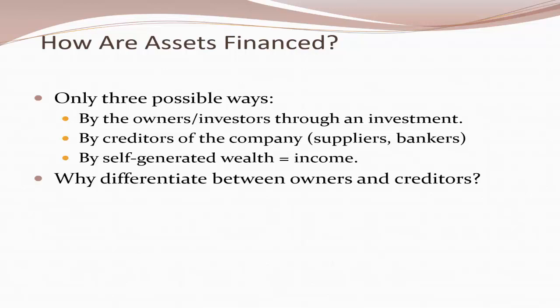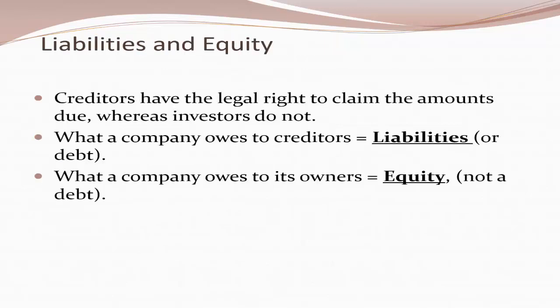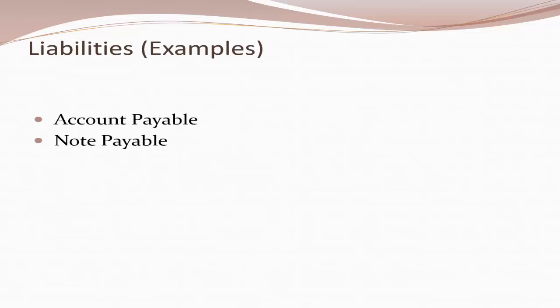So why differentiate between owners and creditors? Creditors have the legal right to claim the amounts due, whereas investors don't. So what a company owes to creditors are liabilities, and what a company owes to owners is equity, and it is not a debt. Liabilities are items such as accounts payable and notes payable.